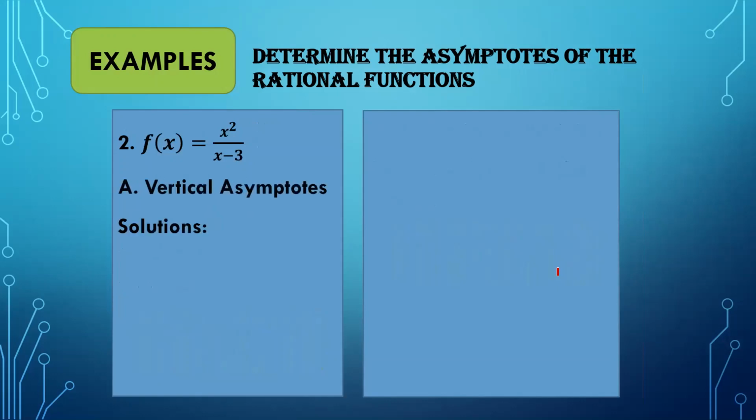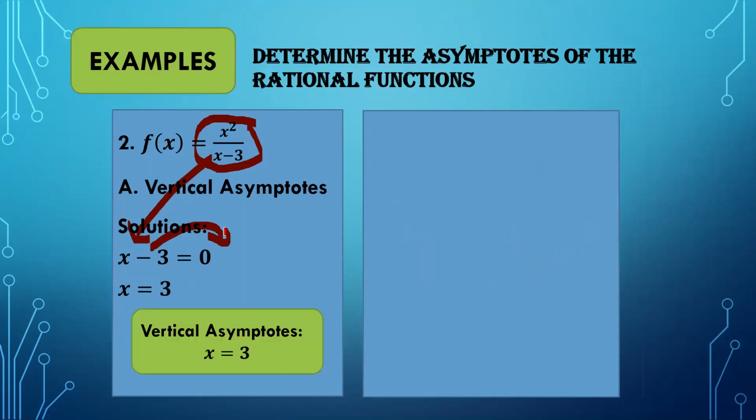So the vertical asymptote, again, we cannot reduce this to lowest terms. So we just copy x minus 3, then let it be equal to 0. So x minus 3 is equal to 0. Again, by transposition or by additive inverse, x is equal to 3. Therefore, the vertical asymptote is x equals 3.